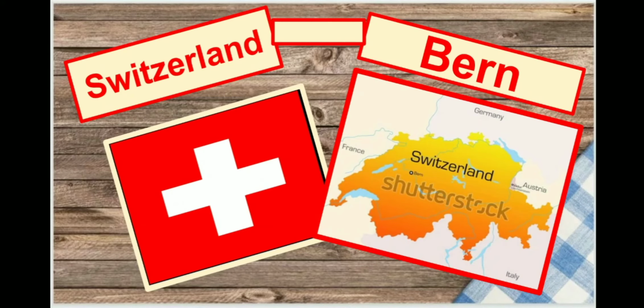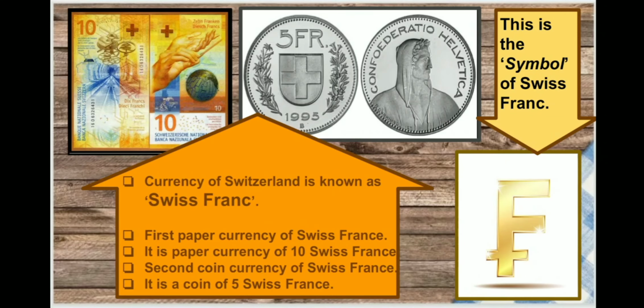Next, Switzerland, and its capital is Bern. Currency of Switzerland is known as Swiss franc. In the first picture, that is a paper currency of Switzerland, and its value is 10 Swiss franc. The value of coin currency is 5 Swiss franc. And right side below picture, that is the symbol of Swiss franc.